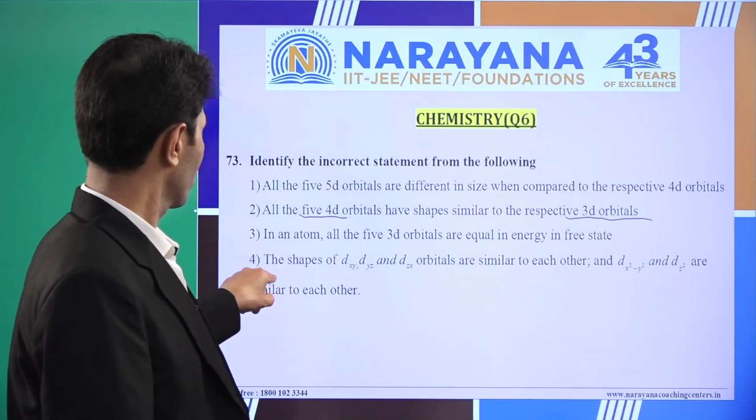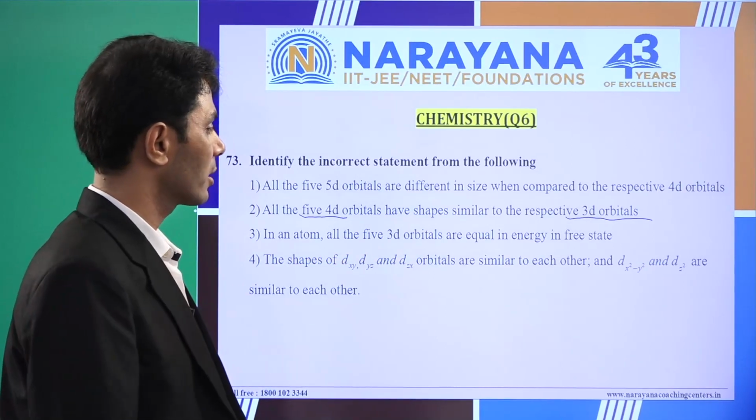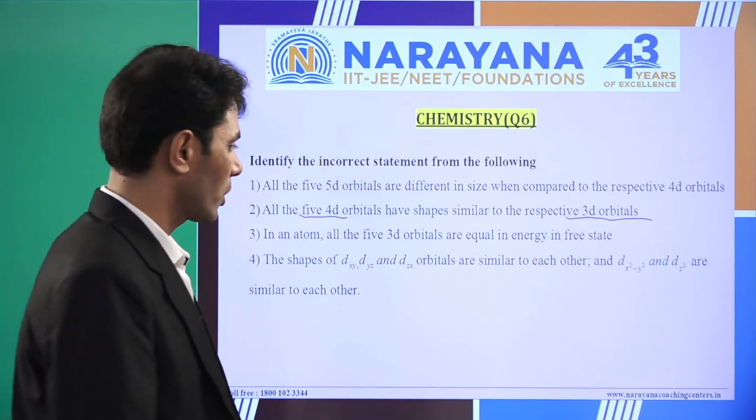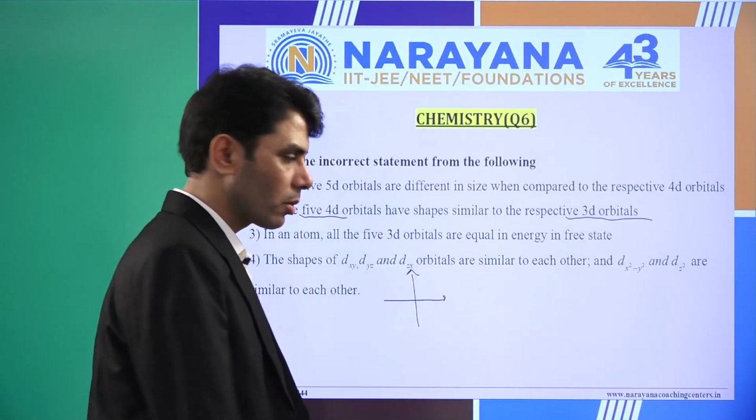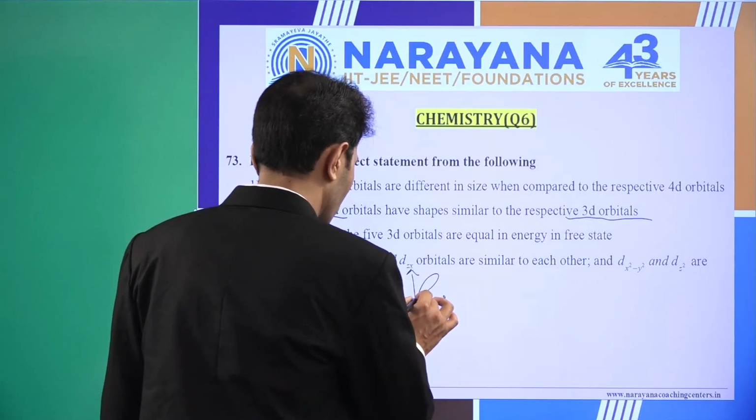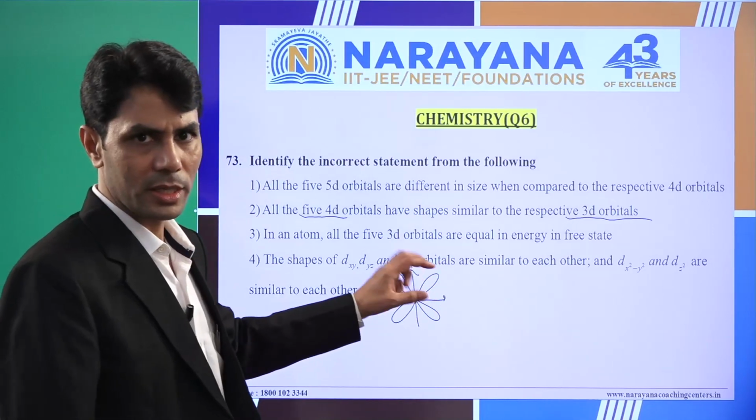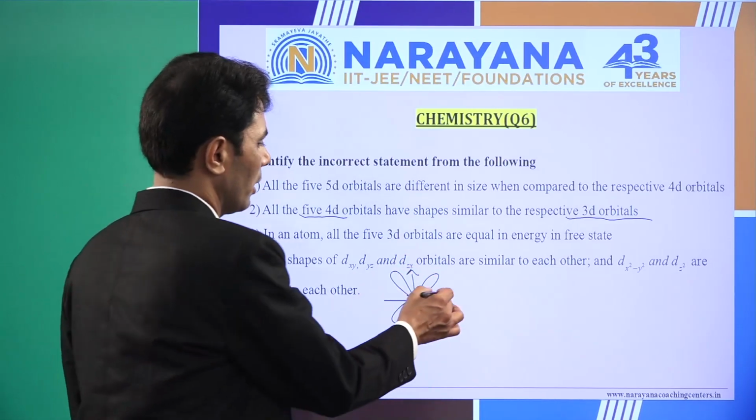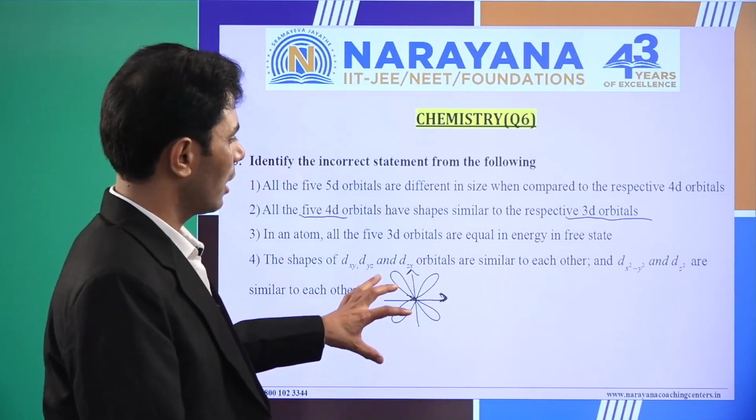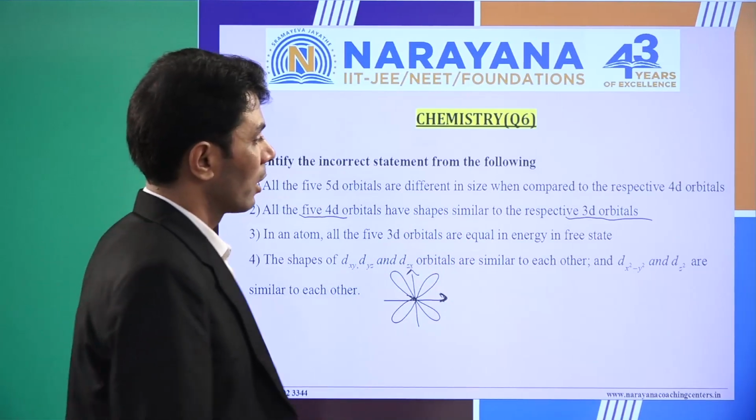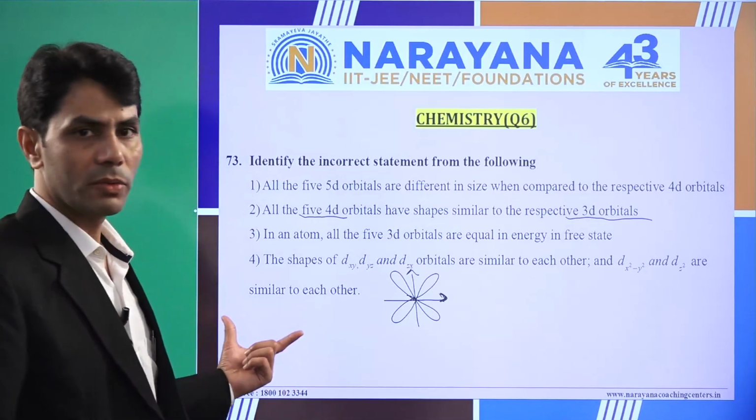They are saying in the last option that the shapes of dxy, dyz and dzx orbitals are similar to each other. Yes, those are double-dumbbell type of orbitals in between the axes. It can be xy or yz or zx, depending upon the value, x or y or z. But these are similar in shape. Now, they are saying dx square minus y square and dz square are also similar with each other.